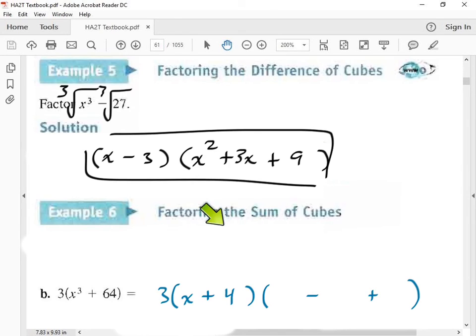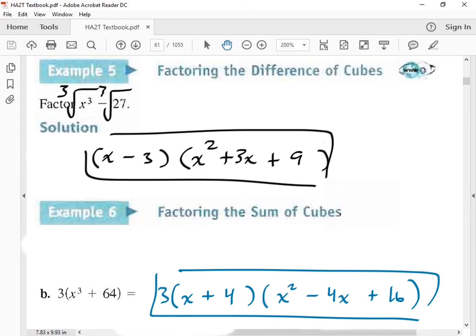All right, now I got my first two terms. Let's go, that term squared is x squared. Then I go that term times that term, which is 4x. And then I go that term squared, which is 16. We're done. That's the sum and difference of cubes.